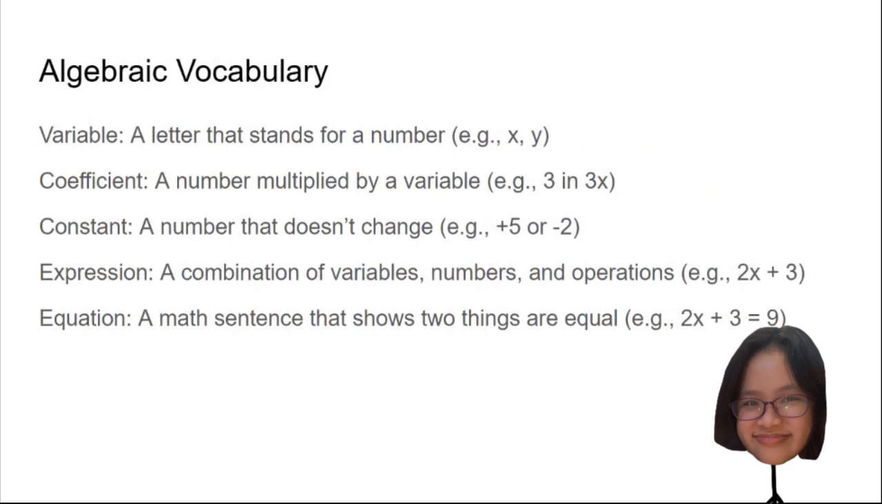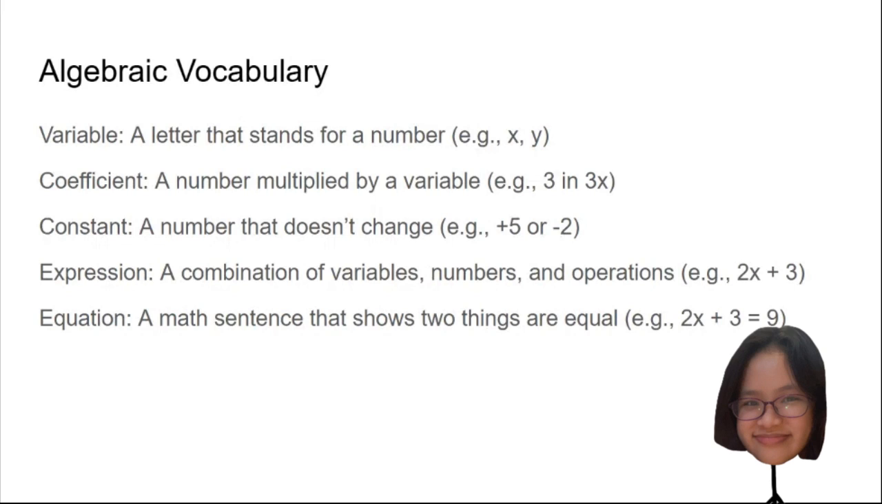So let's get going. Firstly, we're going to be learning about algebraic vocabulary. Firstly, we have variables. A variable is a letter that stands for a number. For example, x or y. This can be any letter in the alphabet. Now we're going to move on to coefficient. The coefficient is a number multiplied by a variable. For example, 3 in 3x. Now this can be any number as well.